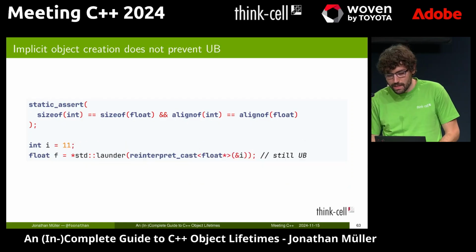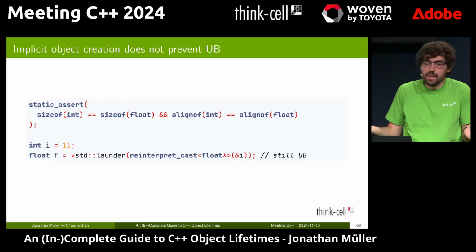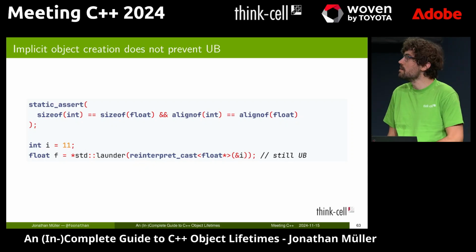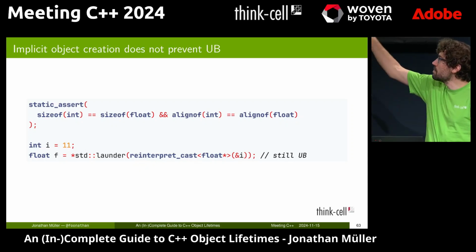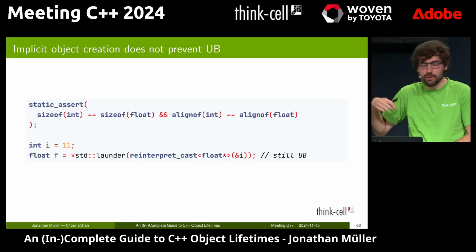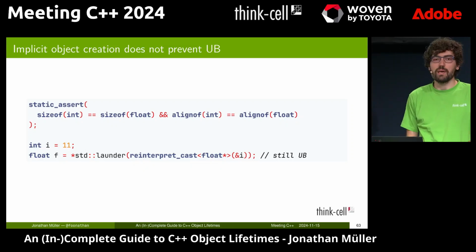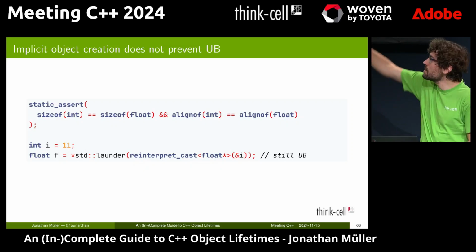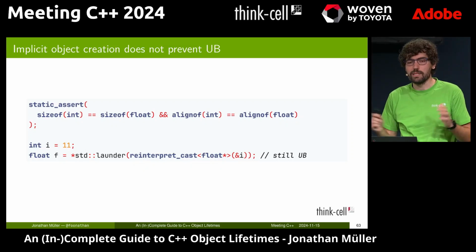And again, implicit object creation isn't another magic undefined behavior removal thing, right? We're having an int, we reinterpret cast it as a float, and we're laundering it for good measure or whatever, right? This is still undefined behavior because we have an int, we don't have a float, and we don't implicitly create a float because we didn't do any of those operations that implicitly create objects.